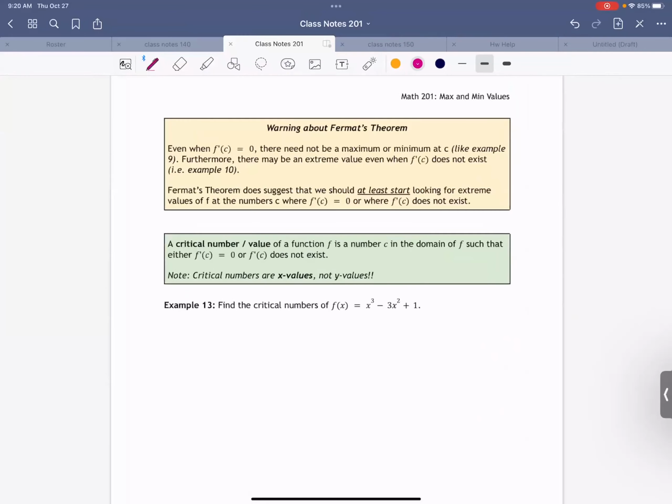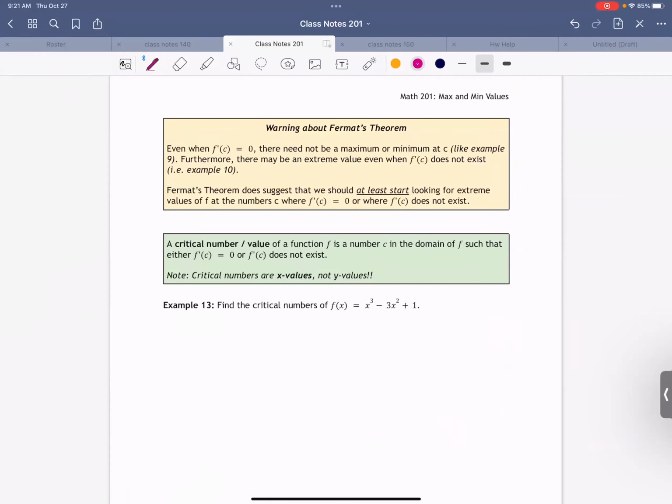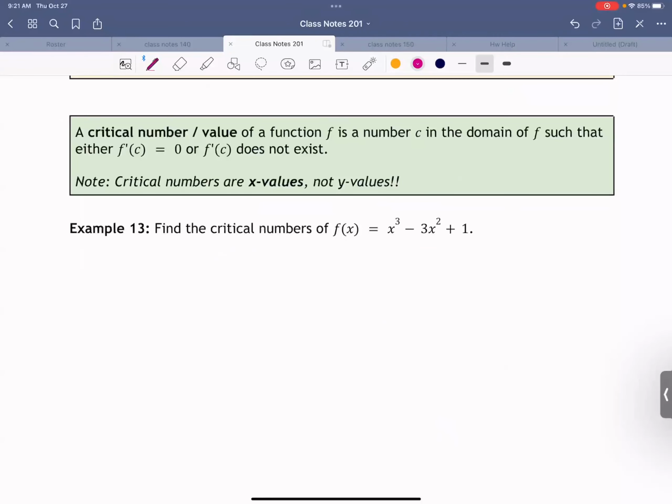I put a warning about Fermat's theorem, but I think we already talked about that. So let's jump to this definition here. Okay, we have these things called critical numbers. Critical numbers are the x values where we look to see if we have a local min or max. It's not where there are local mins or maxes, but where we can look to see if there is one or not. So critical values are where either the derivative equals 0 or where the derivative does not exist.